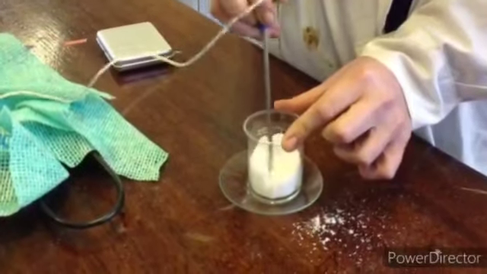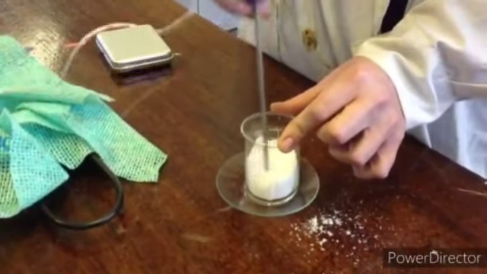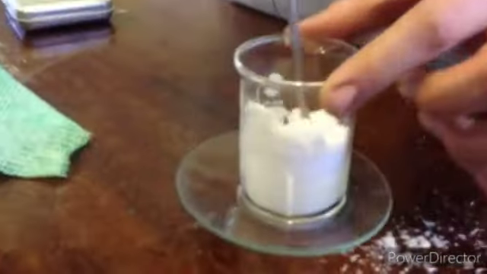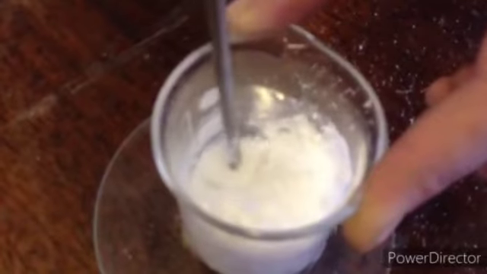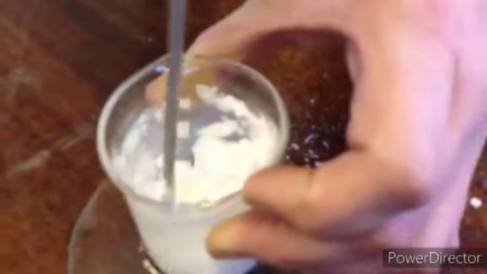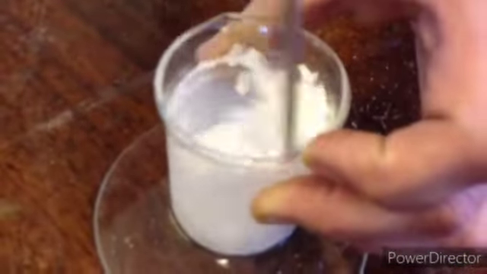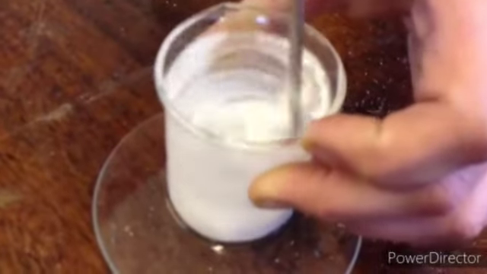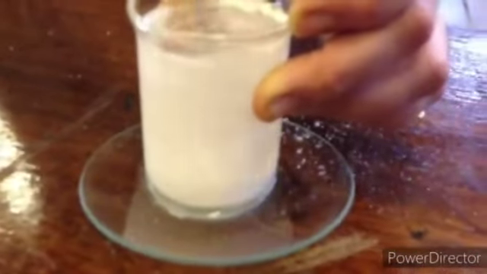Okay, and almost instantly you can see that their state is changing slightly. They're almost clumping together and making almost like a paste. Just break down some of these lumps. And if you look at the temperature, we've already gone below 0. So this is an endothermic reaction where the products will have more energy than the reactants because they're taking in the energy from the outside surroundings.